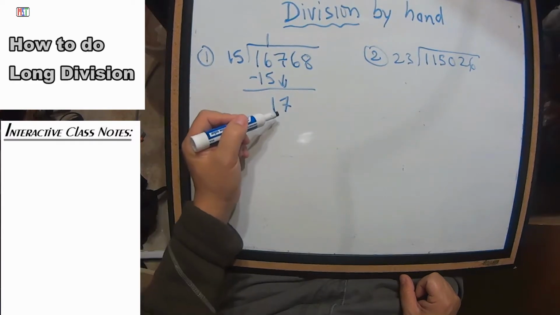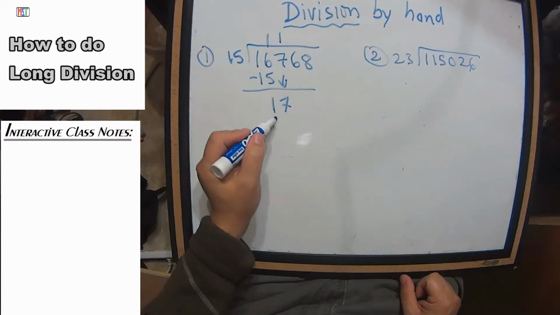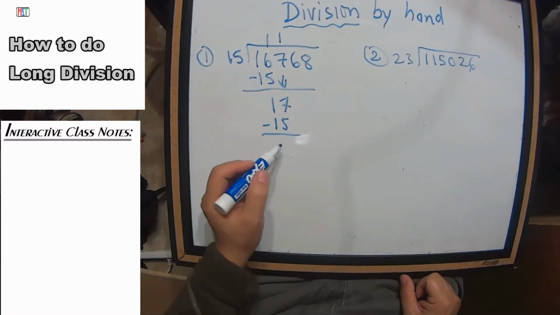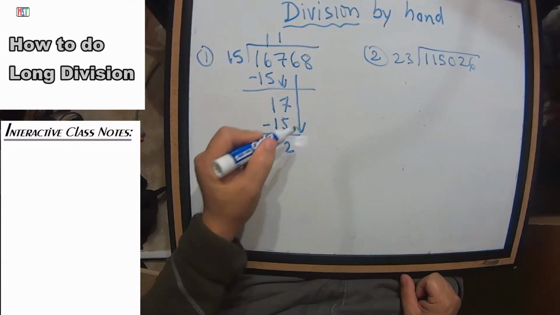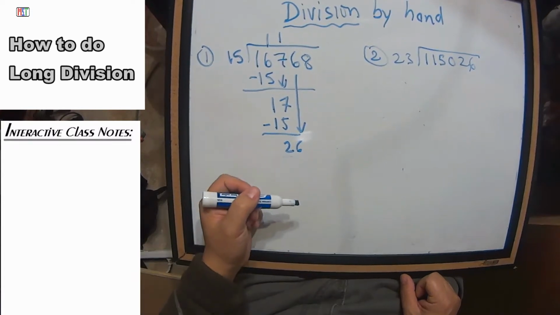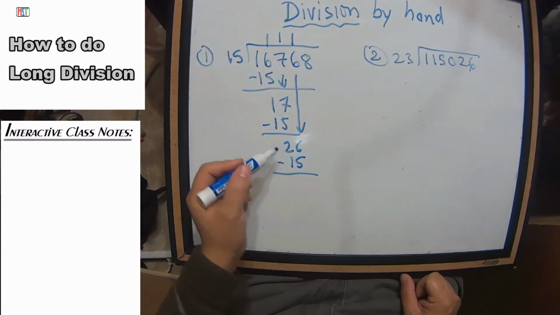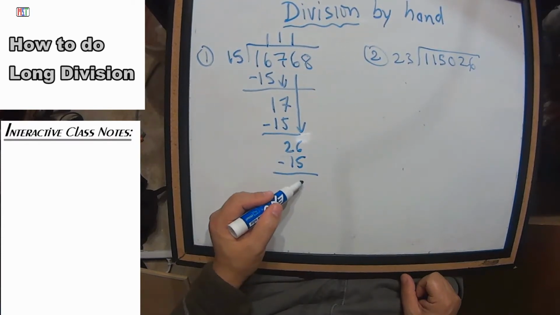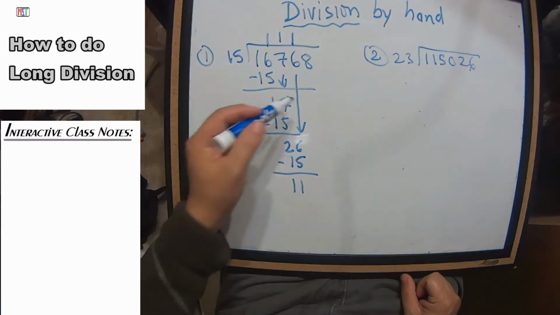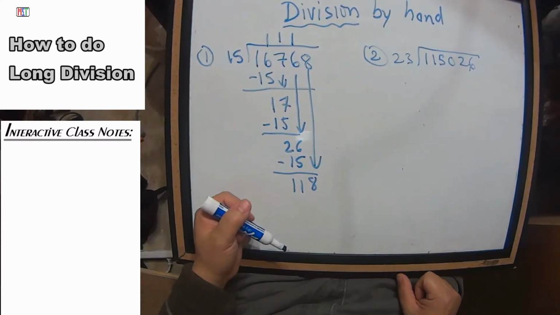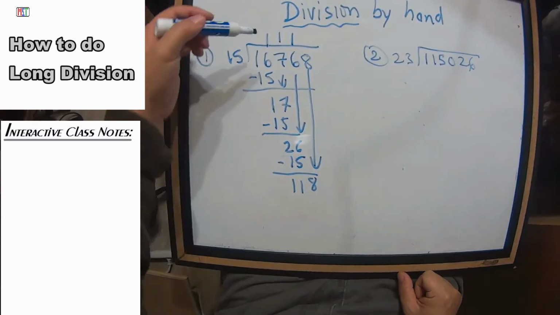So can 15 go into 17? Yes. How many times? 1 again. Okay, so 1 times 15 is 15. So 17 minus 15 gives you 2. Bring down the 6. Can 15 go into 26? How many times? Once again. So 26 minus 15 gives you 11. Bring down the 8, the last digit. So can 15 go into 118? Yes. How many times? Let's see.